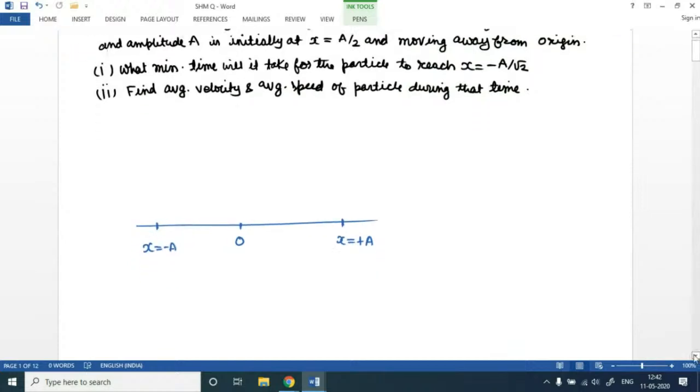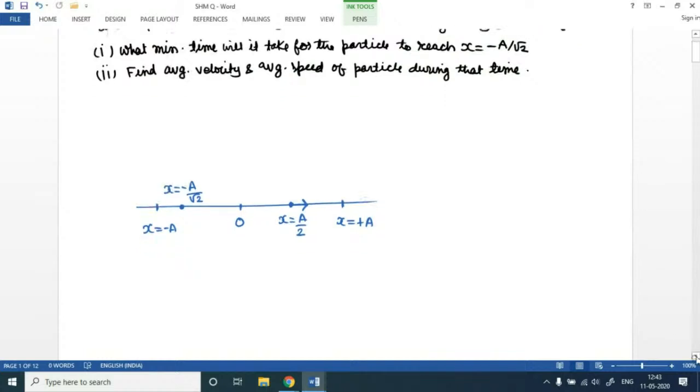So you can see initially the particle is somewhere at x is equal to a by 2, and it is moving away from the origin, meaning it is moving in this direction, and we wish to find out how much minimum time it will take to move from this position to this position. This position is given to us as x is equal to minus a by root 2. So what must we do? The idea here is that we must draw the reference circle over here.